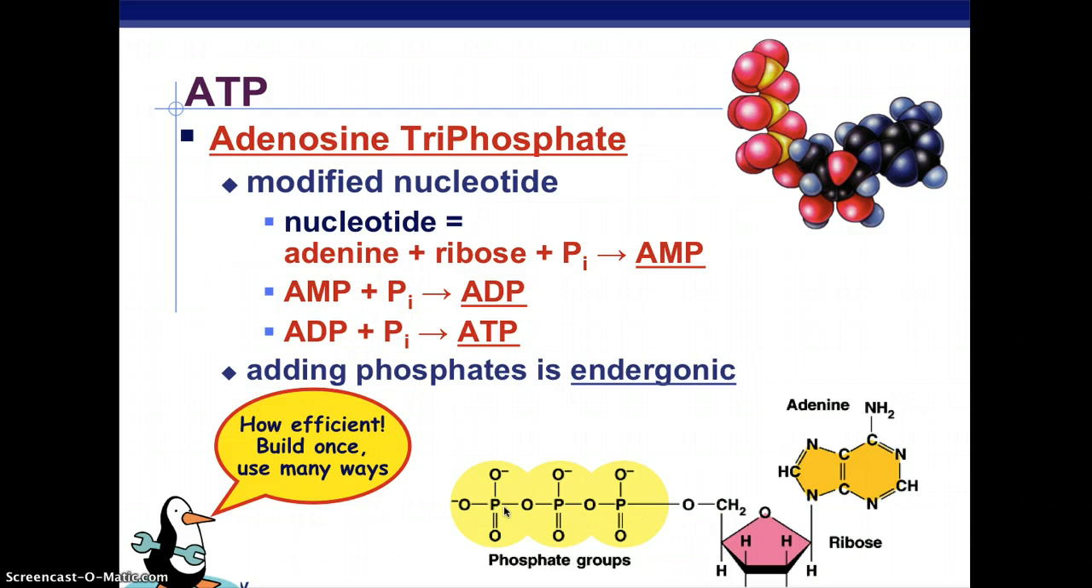So adding a series of phosphates, that's actually endergonic because we're building, right? We're adding on these phosphates. So it takes an input of energy to build this ATP. And that energy is going to come from the digestion of your food. Later in the year, when we talk about cellular respiration, we'll talk about how we get that energy out of food and transfer it to ATP.